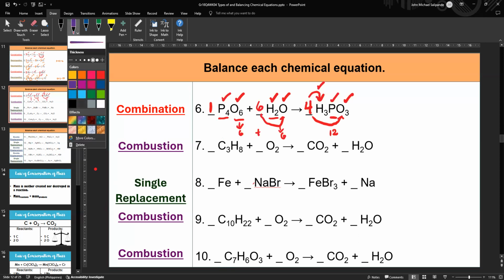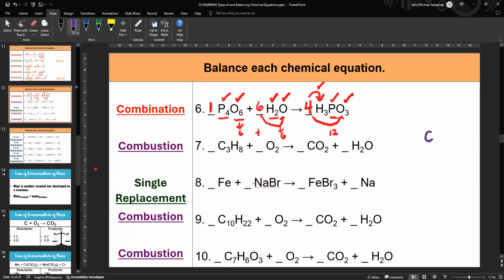Number 7. In number 7, we have our first combustion equation. So in combustion, you have a hydrocarbon. When you say hydrocarbon, you have a compound containing hydrogen and carbon here. You burn it with oxygen to form gaseous carbon dioxide and water vapor. In combustion, you usually start balancing with carbon atoms, followed by hydrogen, and then we balance oxygen. Okay, let's start with carbon. There are 3 carbon atoms on the left side. There's only 1 on the right, so we have to multiply CO2 by 3.